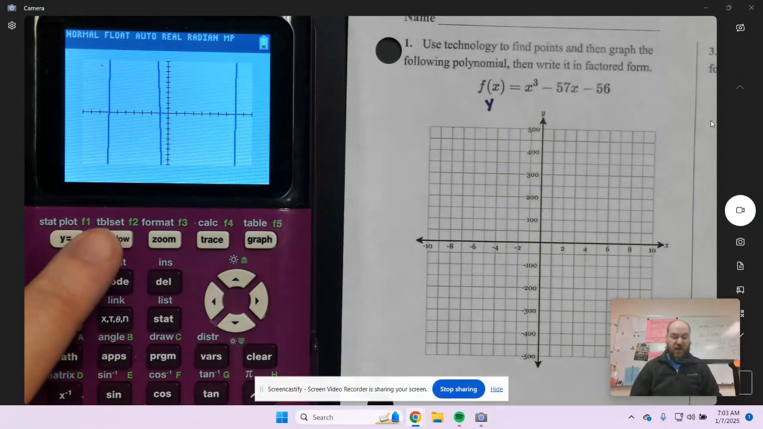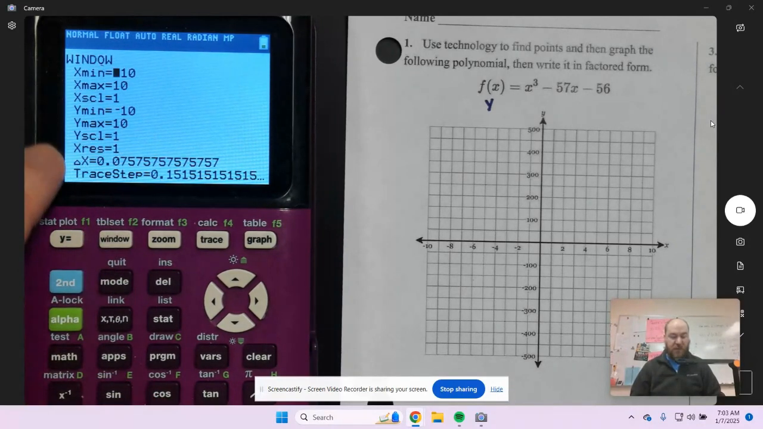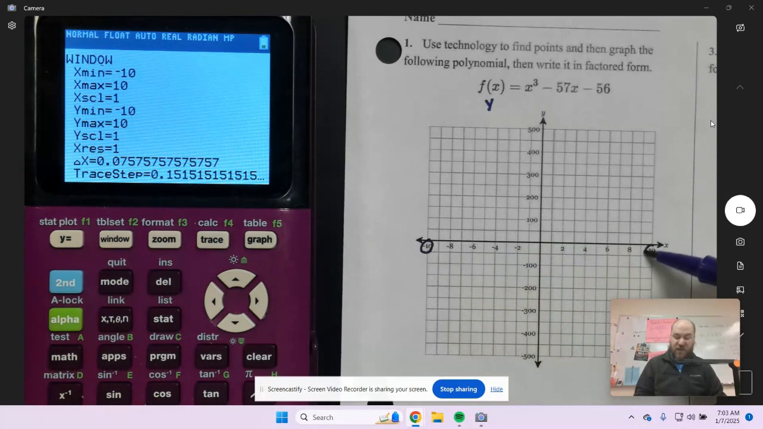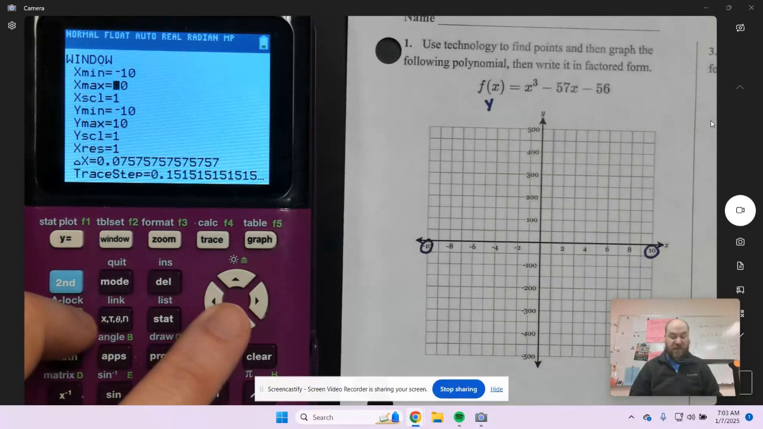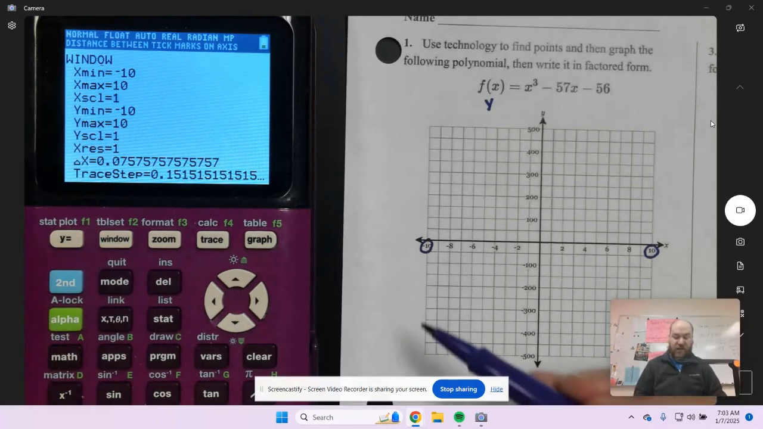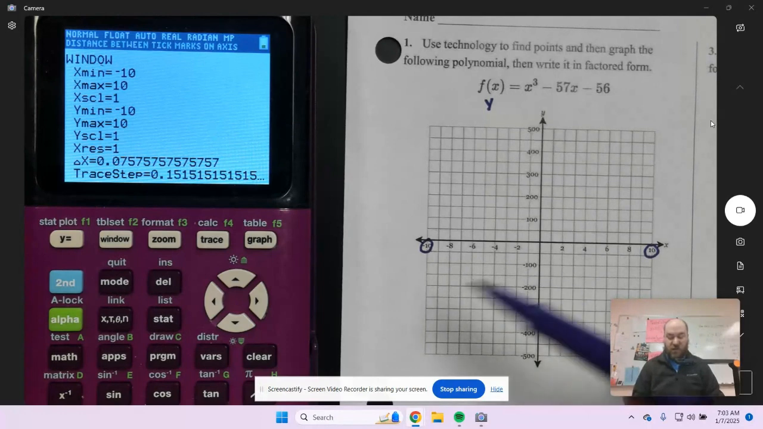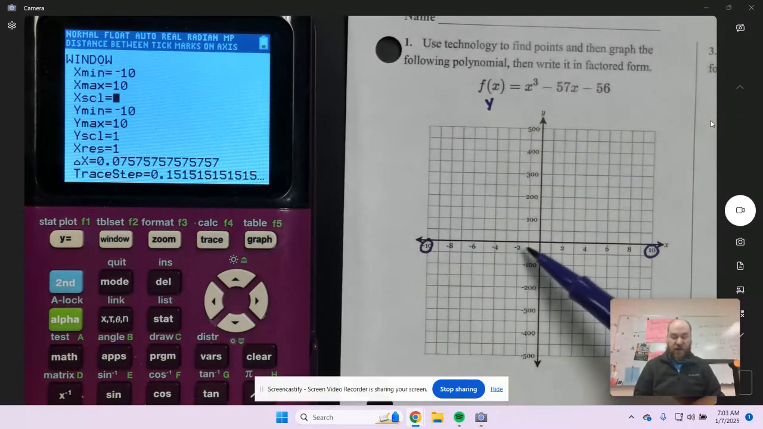So we're going to talk about the window screen. If you hit window, we're going to change a lot of the numbers here. We're going to use x min and x max. This is the x min and this is the x max. We're going to look on the x axis and make sure that those numbers are typed in, and they are. Now x scale is asking what labels we are using here. If you look carefully, our graph is actually counting by 2. So our x scale is 2.